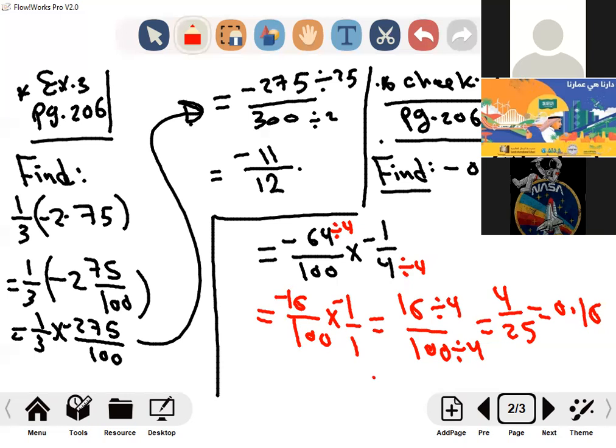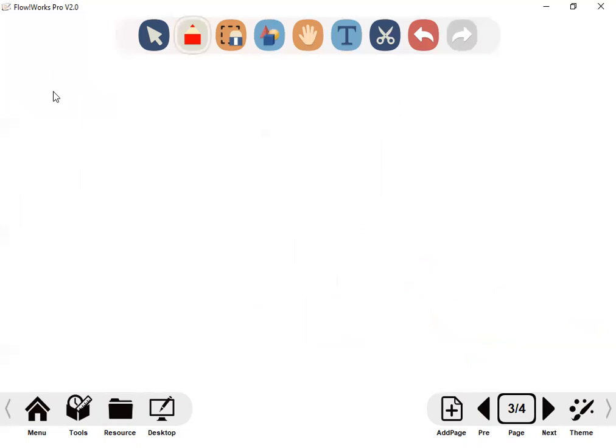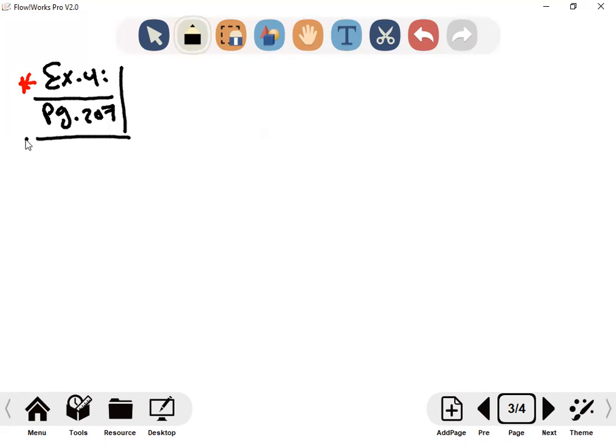Let's go to example 4 directly. Example 4, focus with me a little. Example 4, we are on page 207. Expressions: the first step we replace the variables by their values, then we calculate, right? Yeah, but here we'll use the multiplication idea.